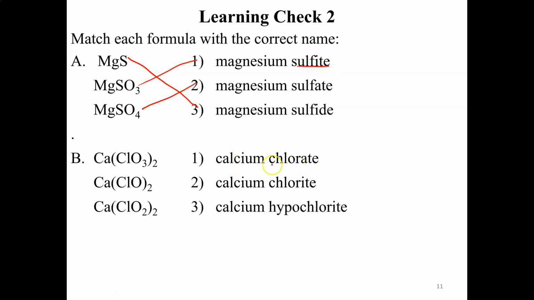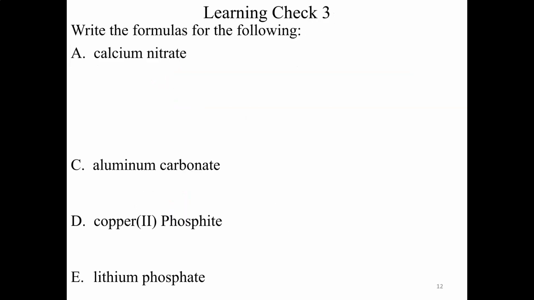Here, calcium chlorate. Which one of these is chlorate? This one. Calcium chlorite, which one's chlorite? This one. And calcium hypochlorite, which one's that? That one. That's why it's important to know your polyatomic ions. It'll save you a headache. Moving on. Now we're going to do these.